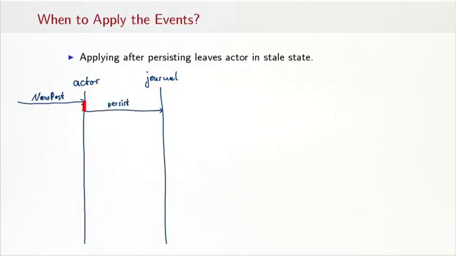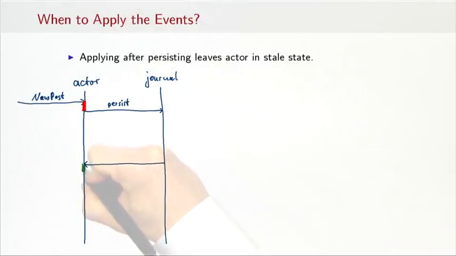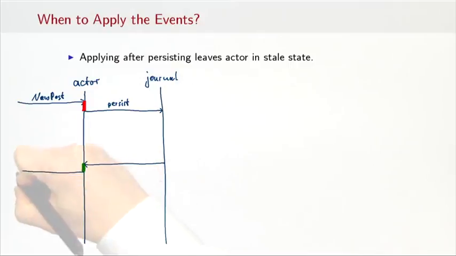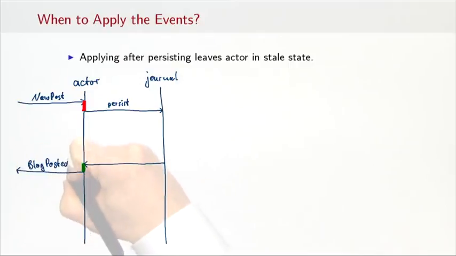Now, it takes some time for the journal to disseminate this event, to replicate it to all the storage locations, and to get back with the acknowledgement. Let's say it happens here. At this point, the function was run that we gave to the persist method as the second argument. And this was updating the internal state as well as sending the reply to the original requester. So let's say this is updating the internal state, and then we send back blog posted.